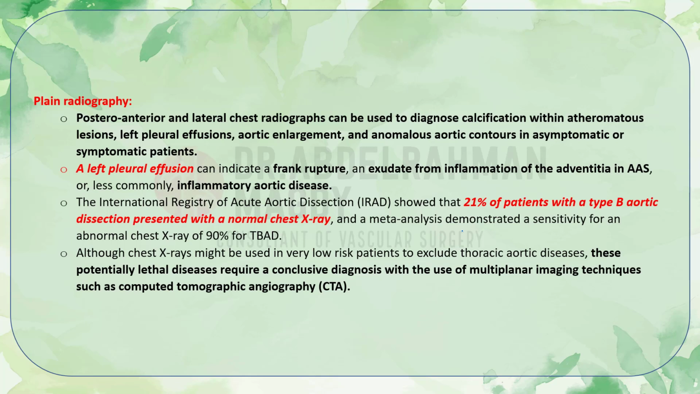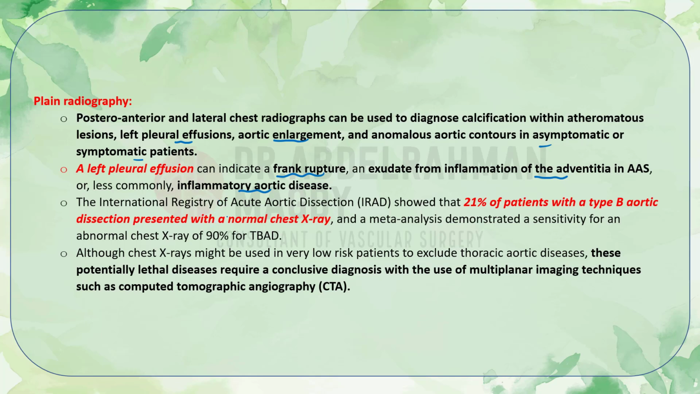About plain radiography, posterior-anterior and lateral chest radiographs can be used to diagnose calcification within atheromatous lesions in the aorta, or a left pleural effusion, or an aortic enlargement with an increased aortic shadow and loss of the aortic knob, as we will see, and anomalous aortic contours in asymptomatic or even symptomatic patients. Presence of a left pleural effusion can indicate a frank rupture, an exudate from an inflammation of the adventitia in acute aortic syndrome, or less commonly inflammatory aortic disease.